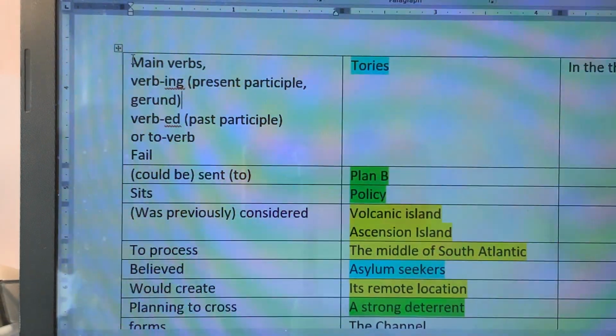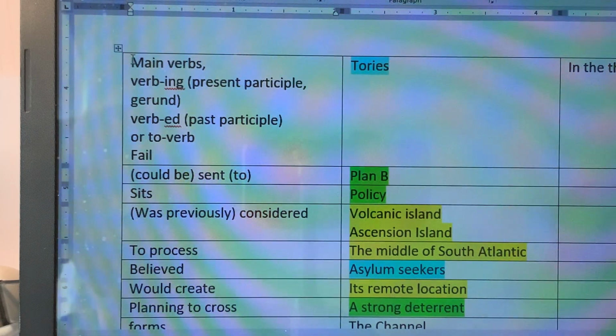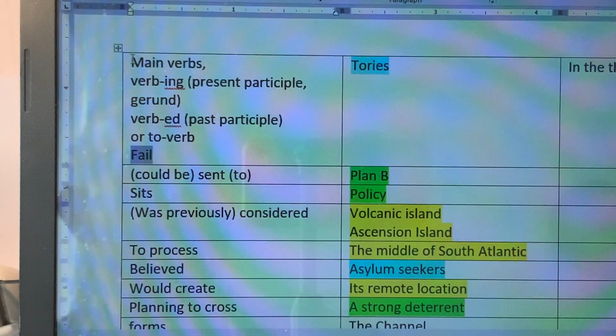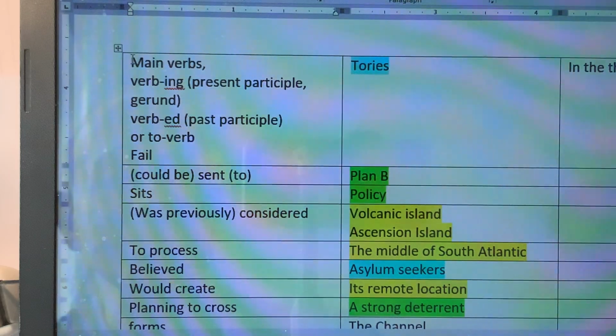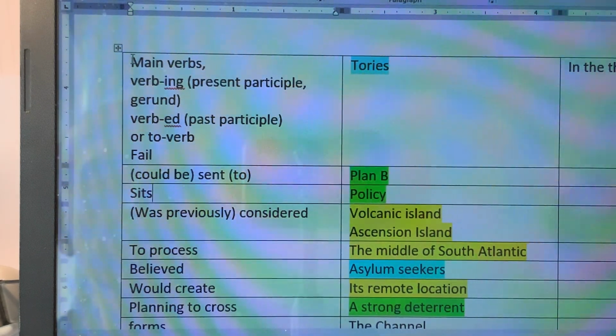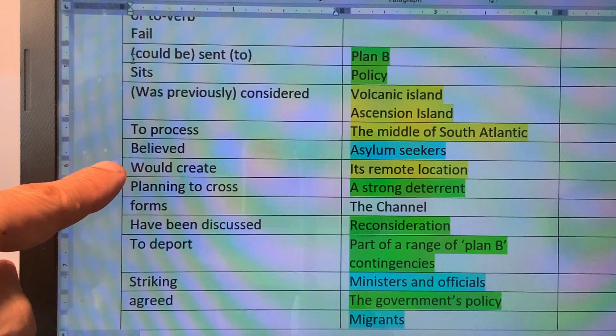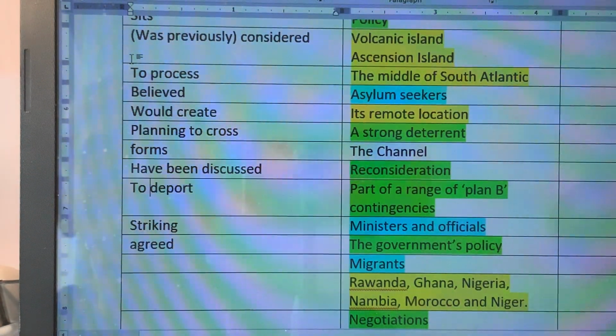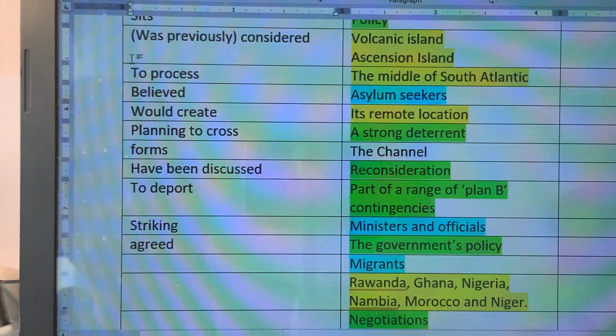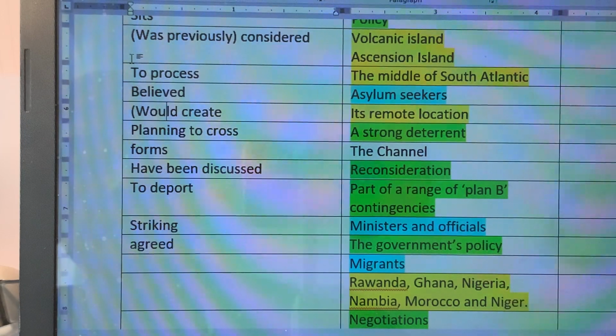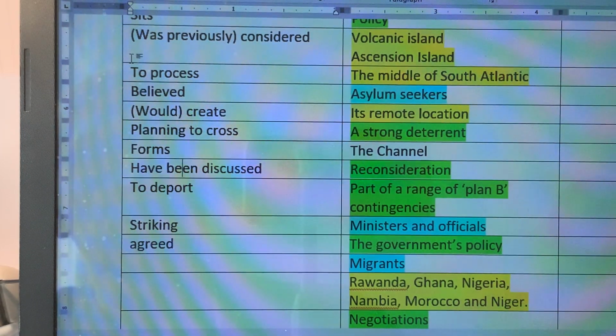Now here, I'll just show you the verbs. Fail, okay, fail is one. Sent, past participle. Sits, present. Considered, past participle. To process, believed, would create. Of course, we don't consider the word "would" because it's an auxiliary verb. We're not looking at the modals when we are translating at the moment. We are trying to analyze.